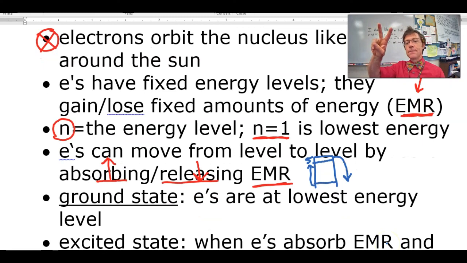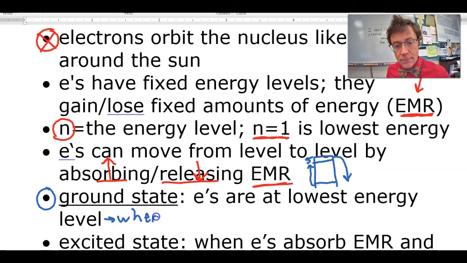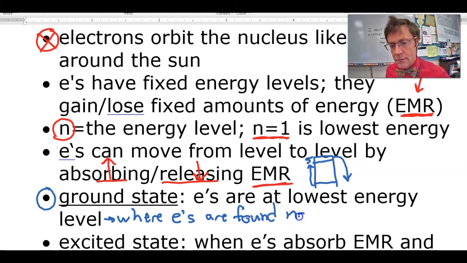So what that gives us are two new things to deal with. First is called the ground state. This is where electrons are at their lowest energy. This is where electrons start, or where electrons are found normally. This is their normal state. This is like regular. They haven't absorbed energy. They're just chilling, right? That's just what they do.